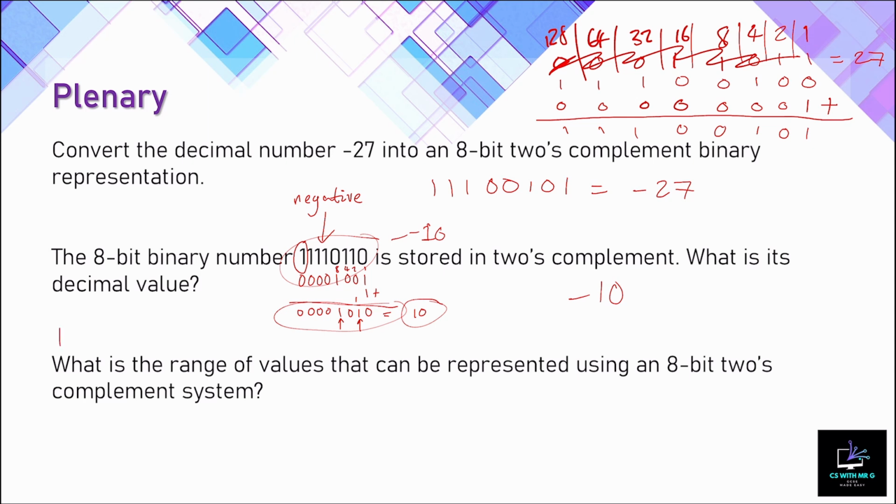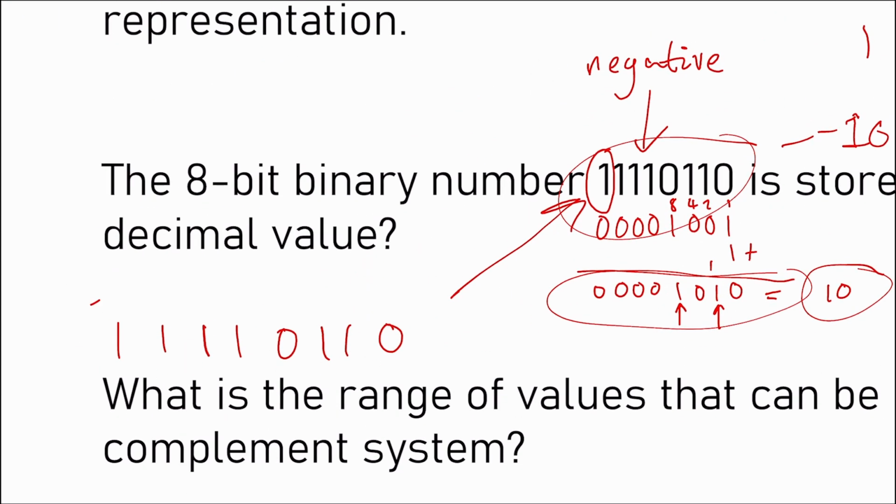Another way you can do it, which some of my students prefer, is if we take the binary number, which is 1, 1, 1, 1, 0, 1, 1, 0. So this is the original binary number here. And then what you can do is in the first column, rather than put a positive 128, start with negative, and you can work backwards.